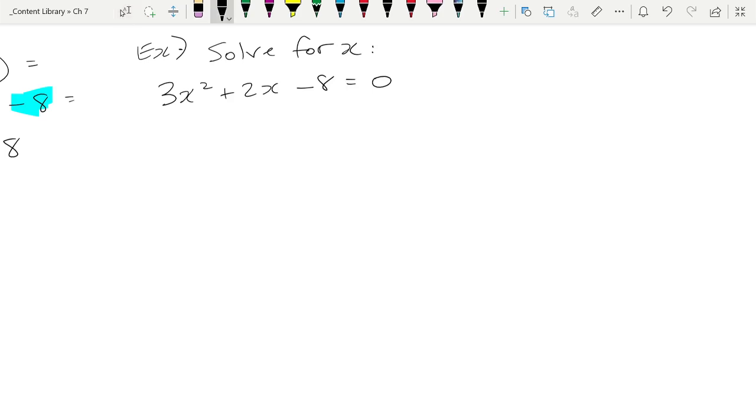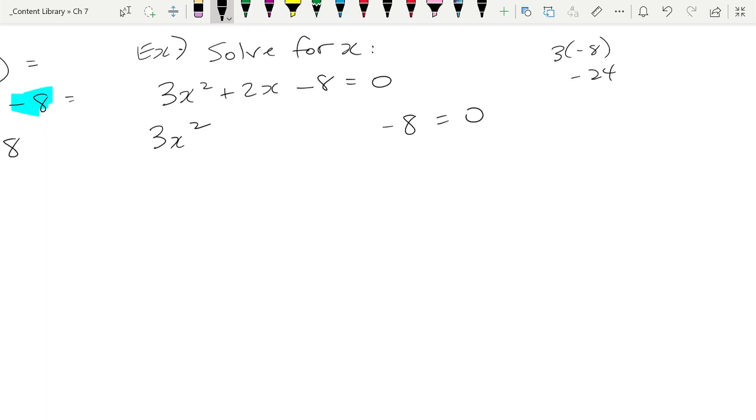We're going to break this 2x, or decompose it, shall we say, into two numbers that multiply to make the same thing as 3 times negative 8. That's the ugliest 3 I've ever drawn. Let me fix that. 3 times negative 8 is negative 24, right? What two numbers multiply to make negative 24, but if I added them, I'd get positive 2?